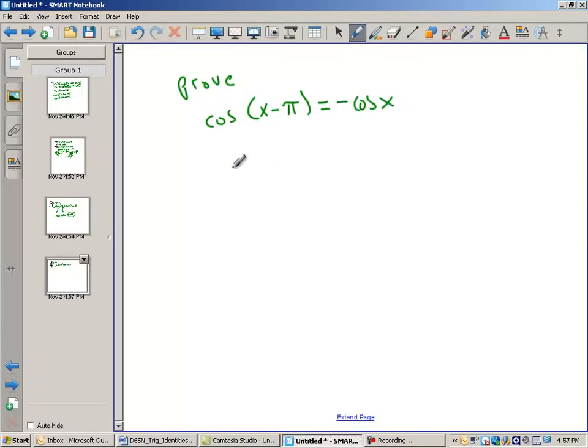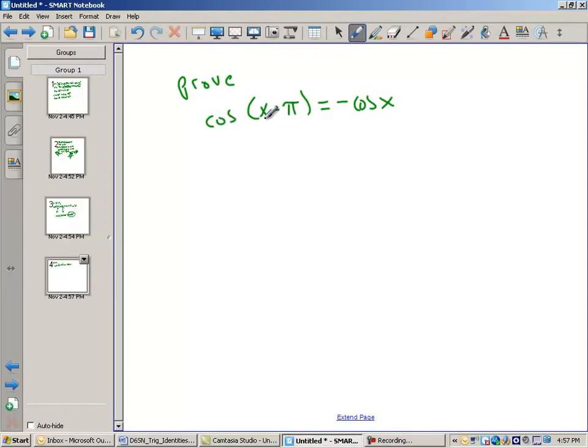And the way I'm going to do this is I'm going to start with one side and use my identity chart to simplify it and see if it looks like the other side, just like we did the other proofs. Except this time I'm going to be using the formula chart, the bottom half of the formula chart. So let's look at this left-hand side. It's the more complicated side.